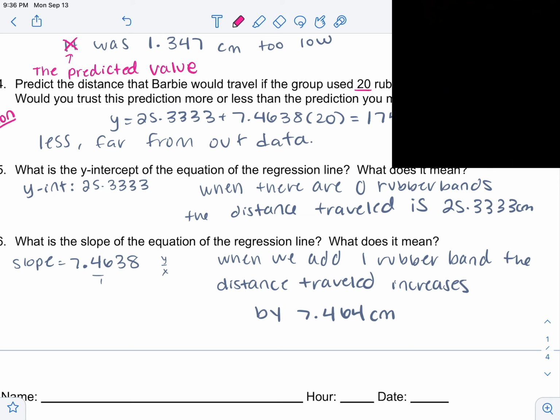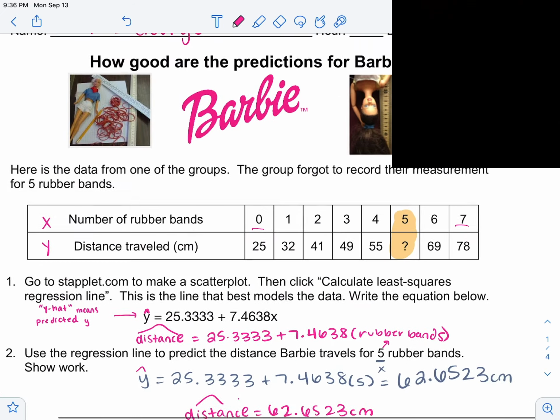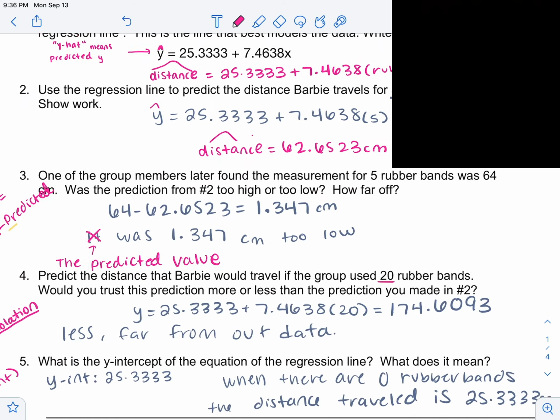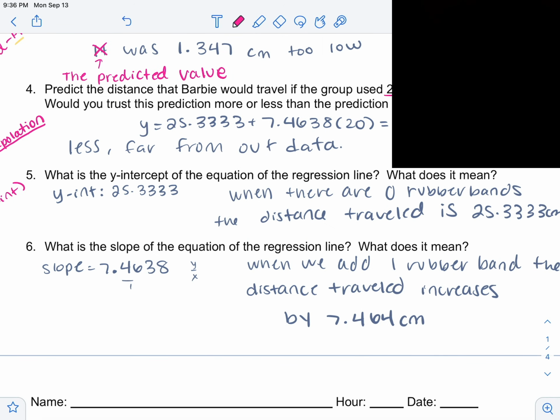Now, let's take a second and think about this. My interpretation says that at 0, the distance is 25.3333. But back up in the table, at 0, we got 25. We didn't get 0.3333. So remember, this is talking about the equation, which is the predicted values. So it's really, really, really important that in here you add in the predicted distance traveled.